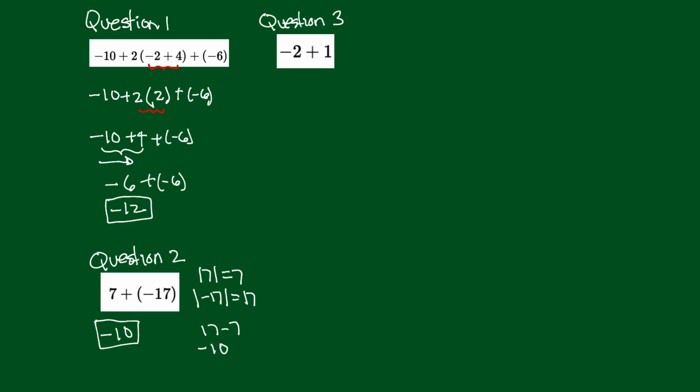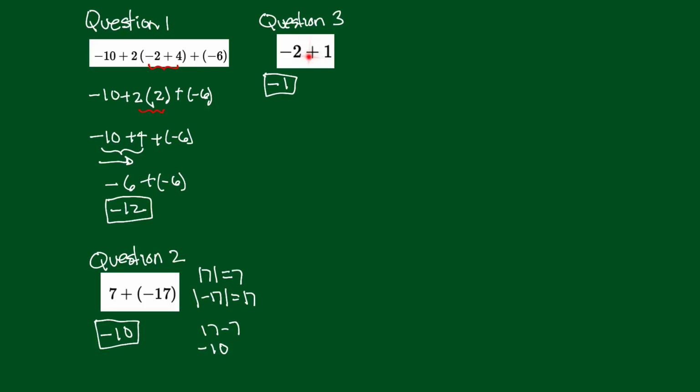Question 3, we just want to take negative 2 and add 1. Now, if you know this, I'm down 2, I'm up 1, so I'm down 1. So I'm going to say this is negative 1, but I'm going to do this by absolute value, just in case you want to see where that negative's coming from.